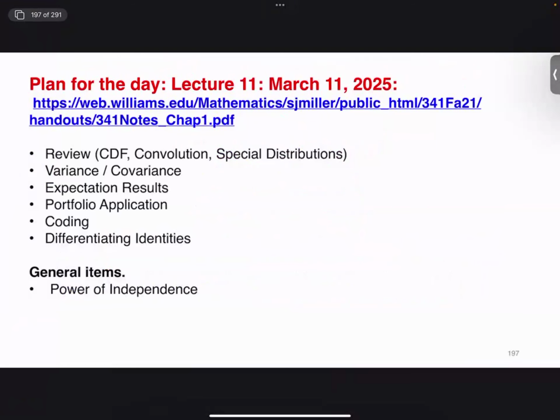The application I will be giving is to portfolios. I don't think we're going to have time to get to differentiating identities today because I really want to do some coding and talk about ways to do things. So I think differentiating identities is chapter 11. You should have already started to read this.